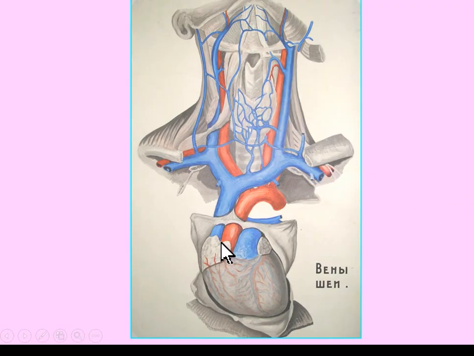What we can see is the superior vena cava. It collects the venous blood from the head and neck, from the upper extremity, and from the thoracic cavity and organs of the thoracic cavity.